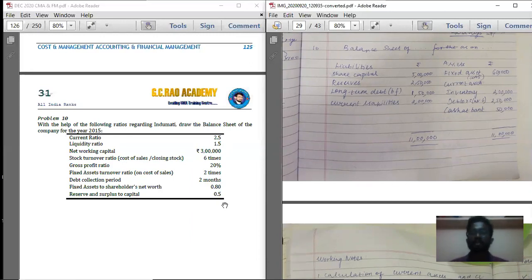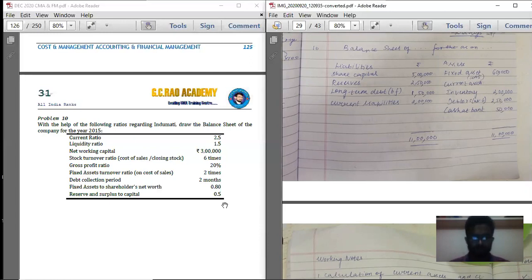So put the heading, problem number 10, balance sheet of dot dot as on dot dot. Below that, divide the page into 2 parts. Left hand side liabilities amount and right hand side assets amount.